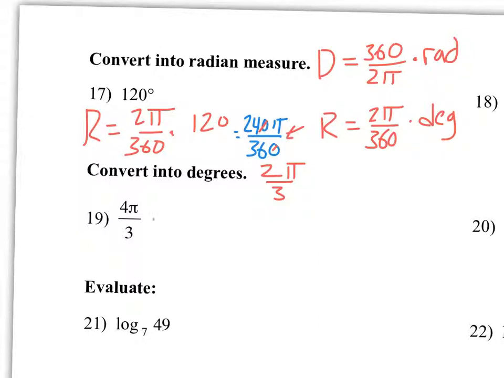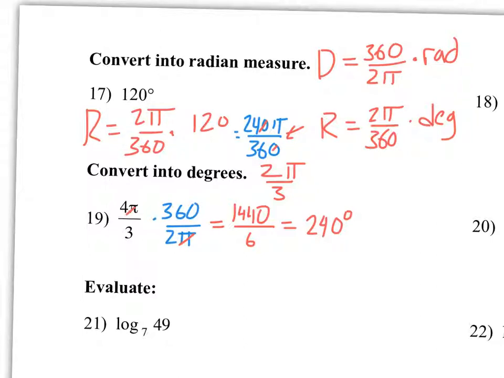Converting into degrees, we said that's going to be times 360 over 2 pi. First thing I'd like you to notice is that the pi's cancel out. And then we've got 4 times 360, which is going to be 1440. And that's going to be over 3 times 2, which is 6. And pretty sure that divides evenly. If I do 1440 divided by 6, we get 240 degrees.